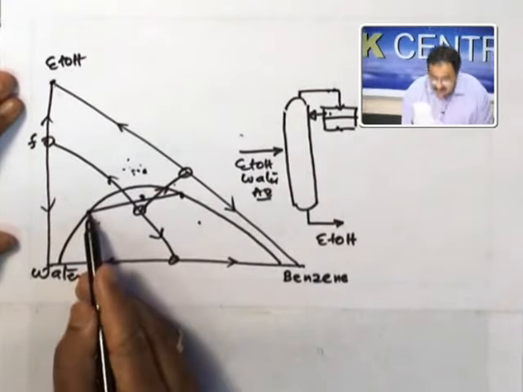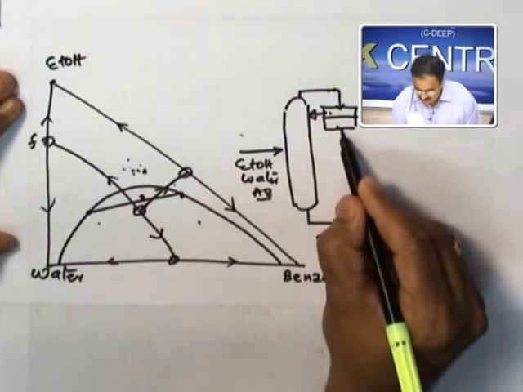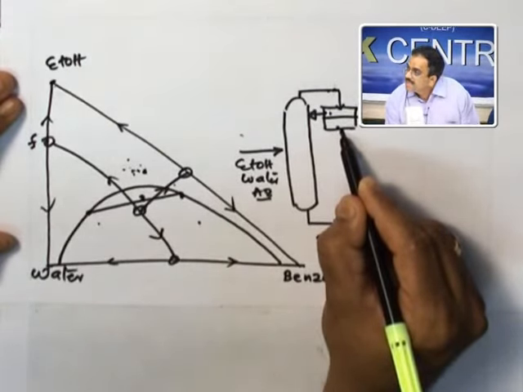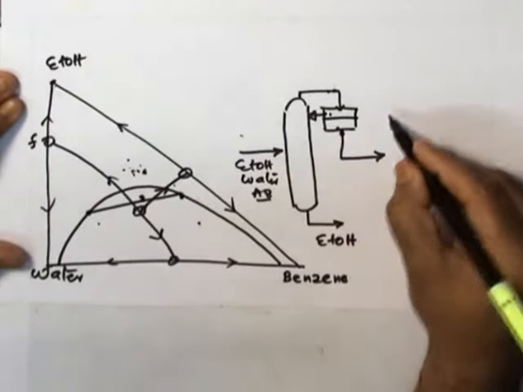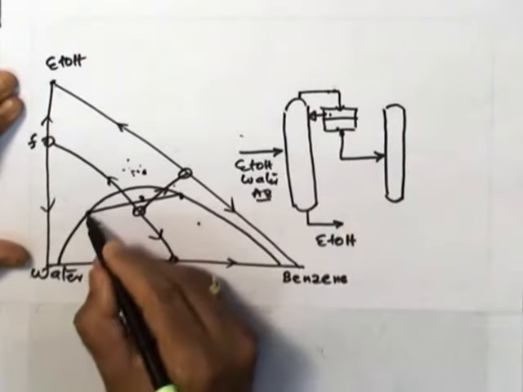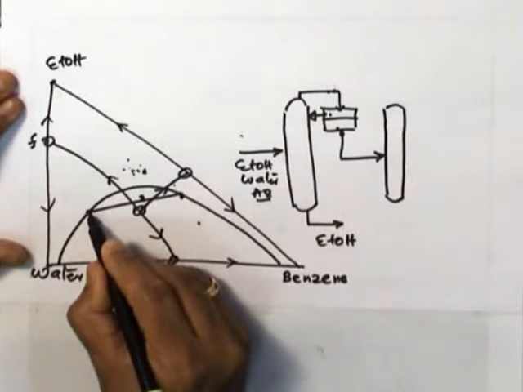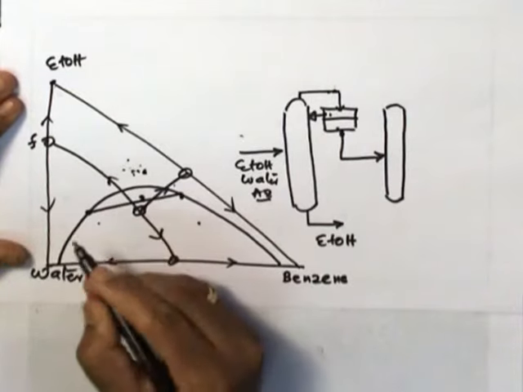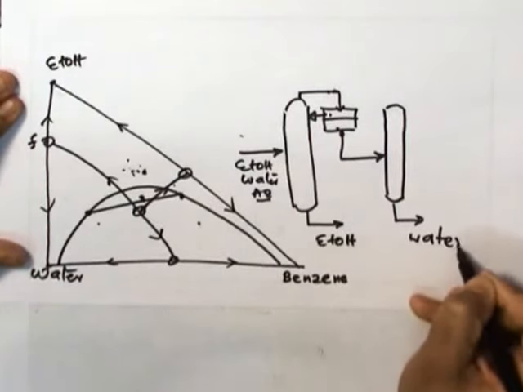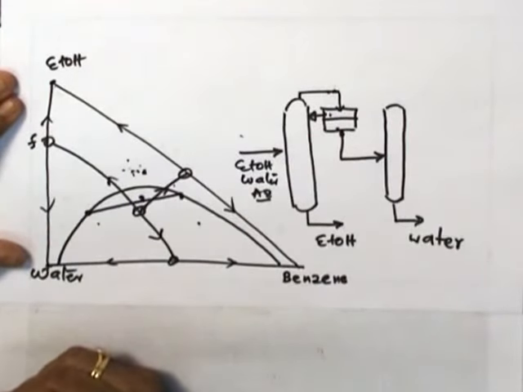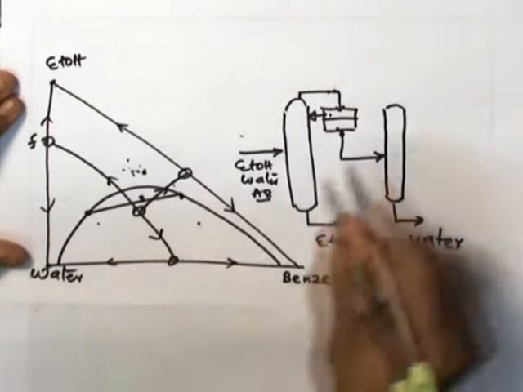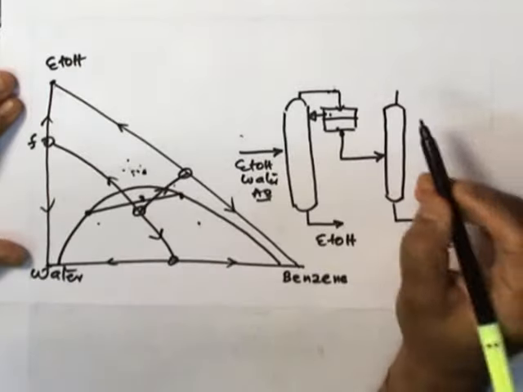Now you got this bottom layer, benzene rich, sorry, water rich, I will take it to another column, I am here. What is the stable node in this zone? Water. So I will take water out from the bottom. It is not yet complete. What will you get at the top? Will you get the azeotrope?